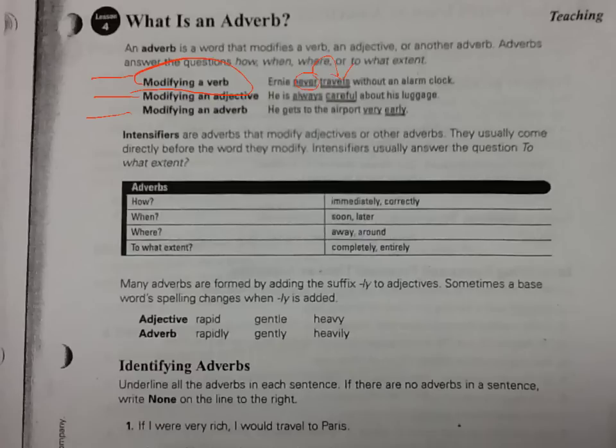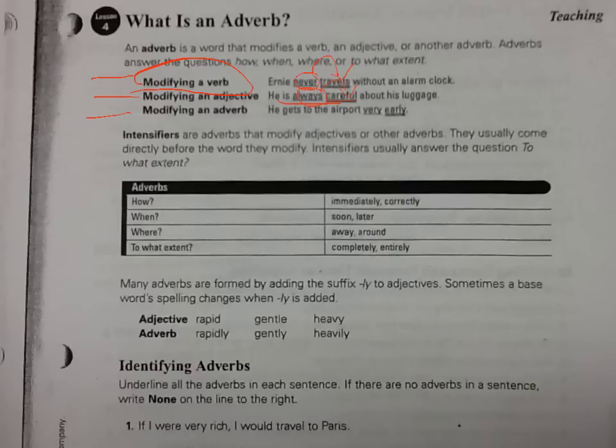Next one is modifying an adjective. This adjective right here, careful, is telling us about him. Notice it's a predicate adjective. It comes after is. So careful is modifying he. So the word always right here is an adverb because it is modifying that adjective, telling us about how careful he is or at what times he's careful. He's always careful.